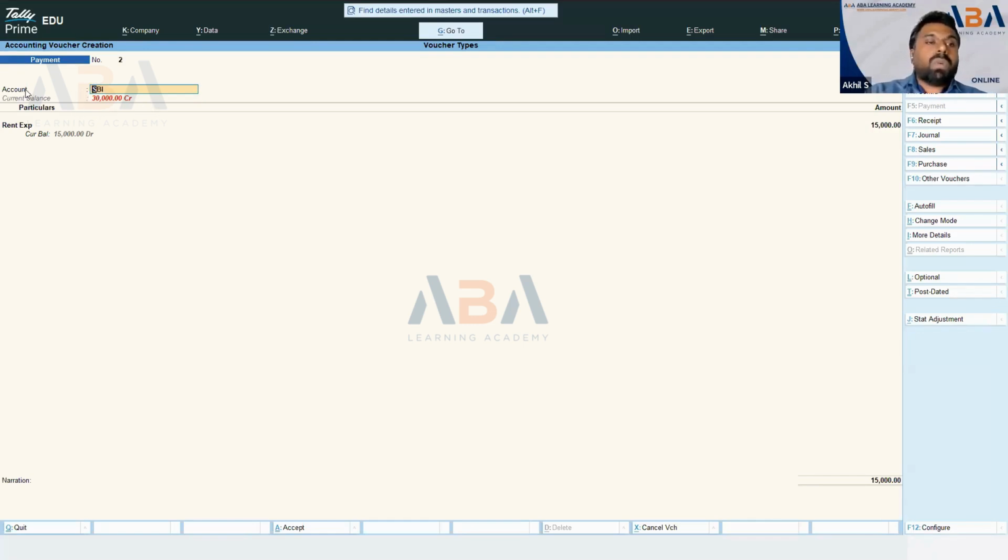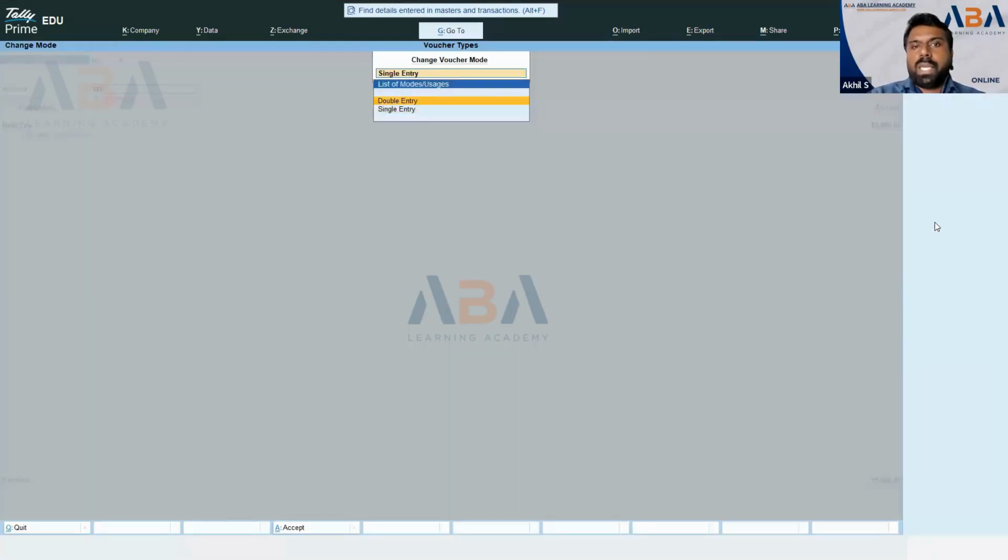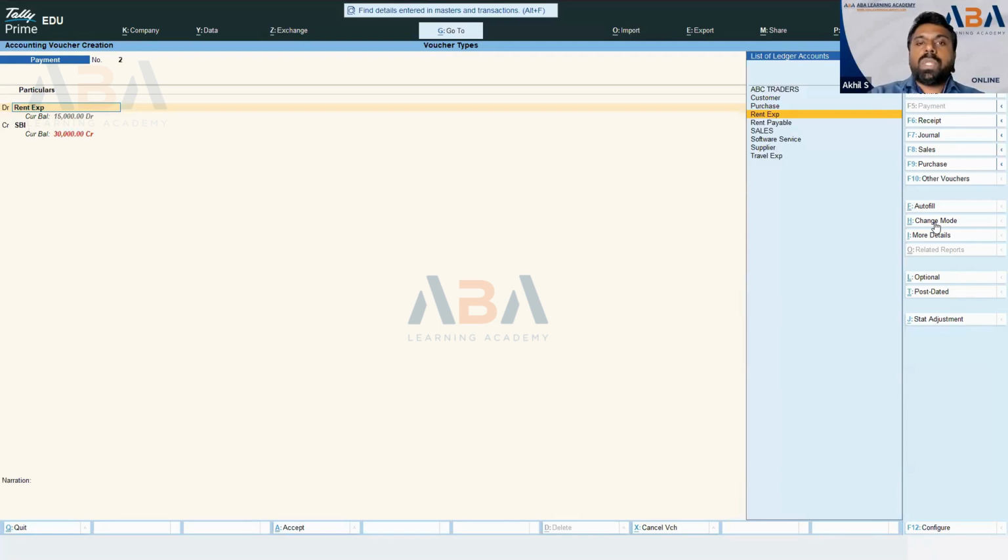So coming back to the voucher type, we are posting the transaction SBI rent. We are making a rent payment. So this is the single entry mode. Now, if you want, you can continue with single entry mode, or if you don't want, you can go to change mode and go back to double entry again. It all depends upon the user. The user can decide which mode they want. Tally gives this option so that they can select whichever is easier for them. So I'm going with double entry mode itself.